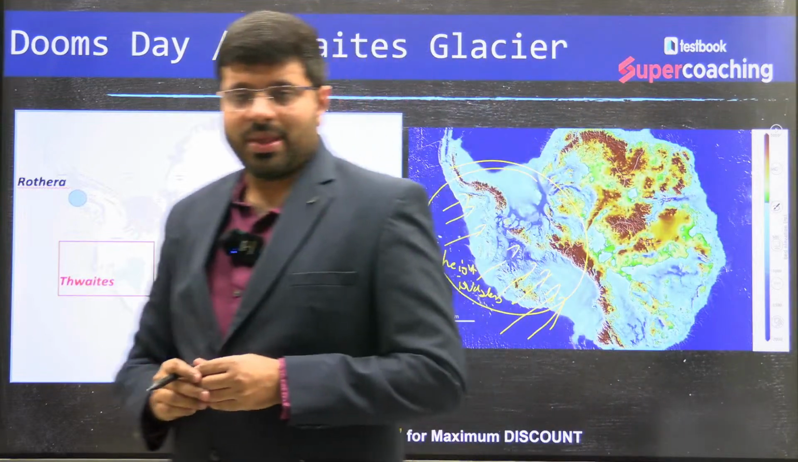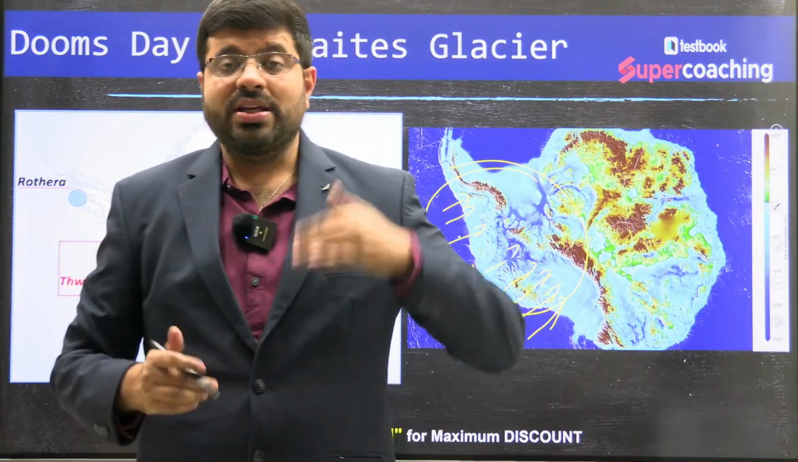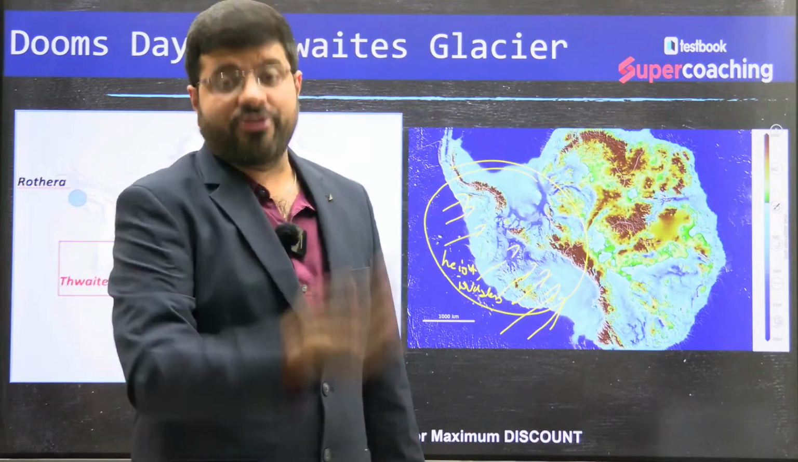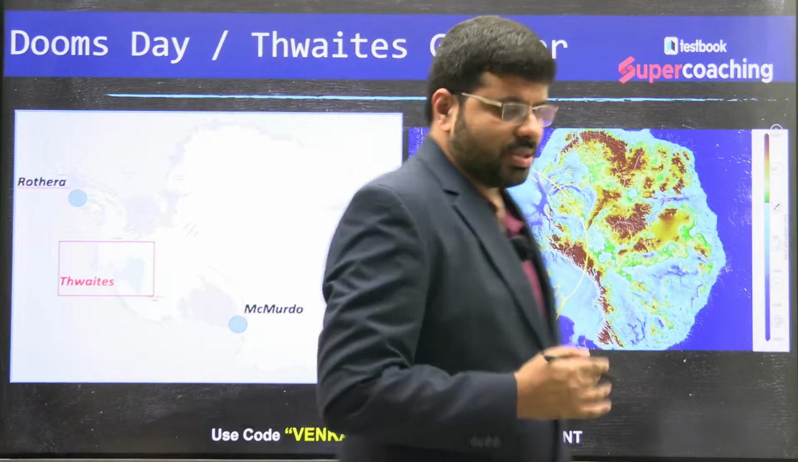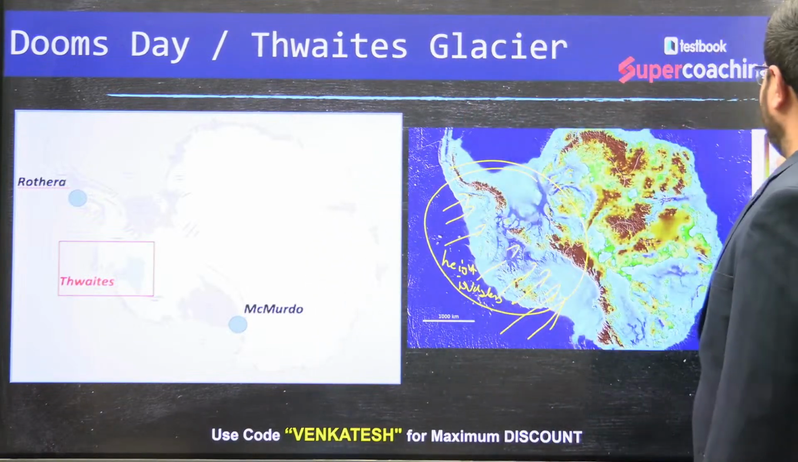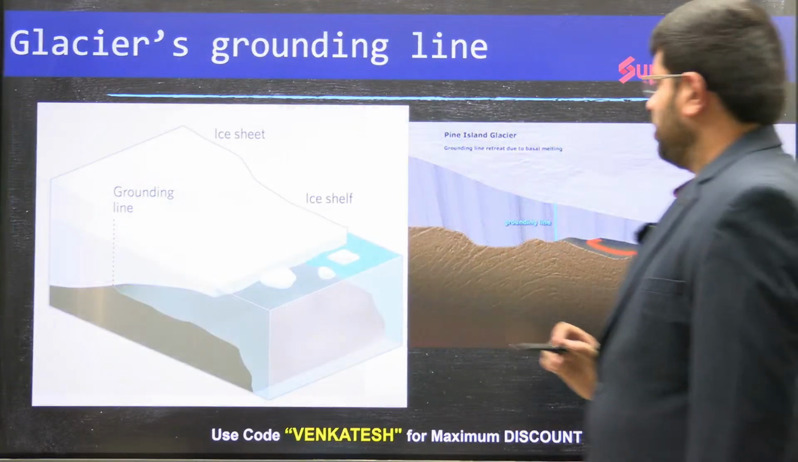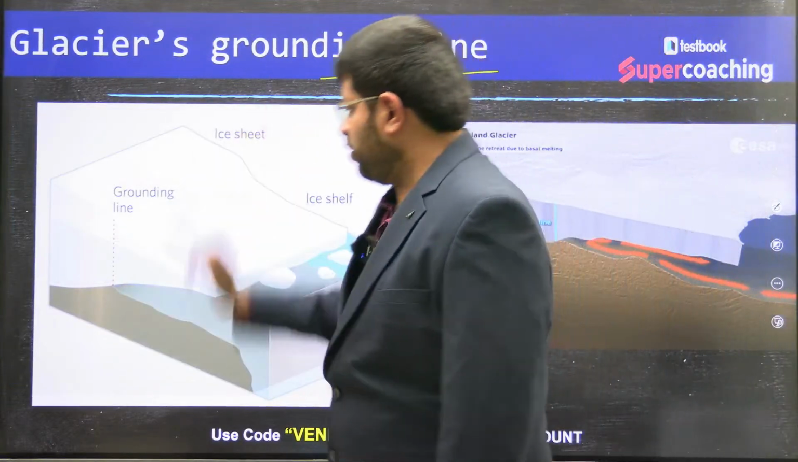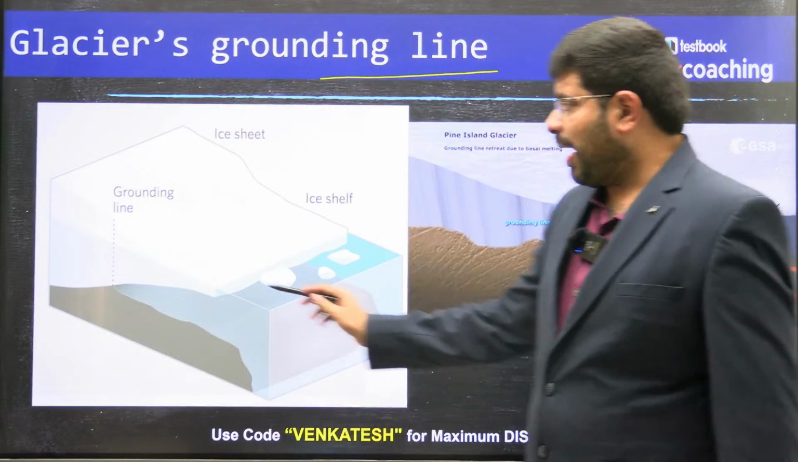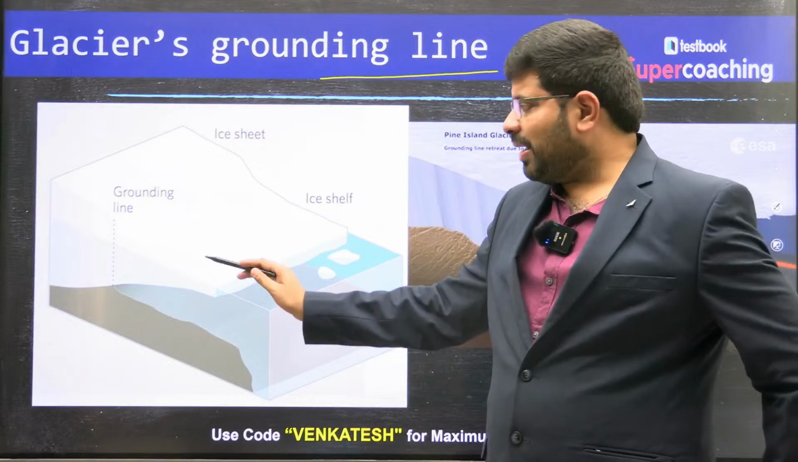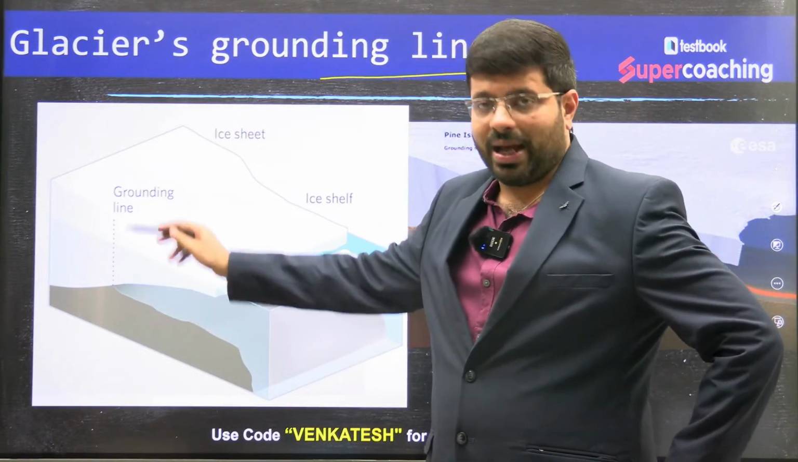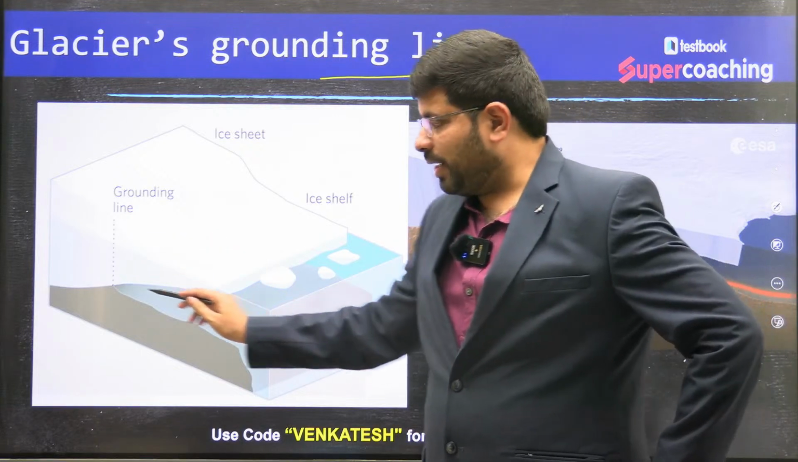Because it encroaches, more warm water is mixing with the ice and making it warmer further. Because of this, there is a concept in glaciers which we need to understand, called the glacier's grounding line. You can see what a grounding line is. The grounding line is the line between the underlying bedrock and the ice where water slowly enters into it.